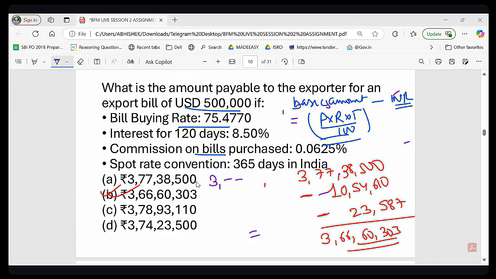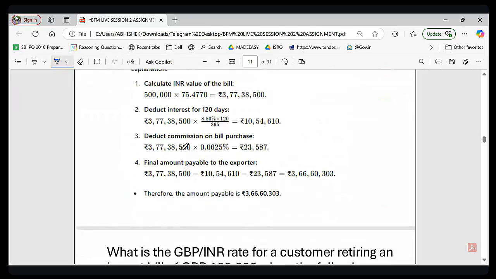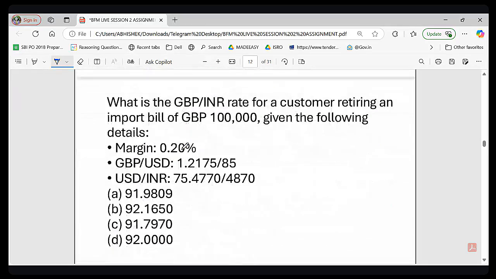Let's move ahead. I hope this explanation is clear to you. So now let's see the next question. This is the explanation part, and now this is the next question that we have.